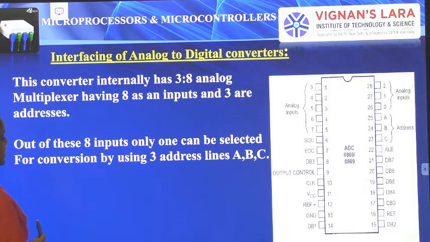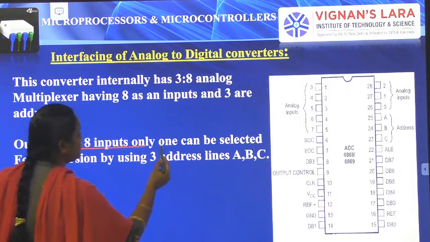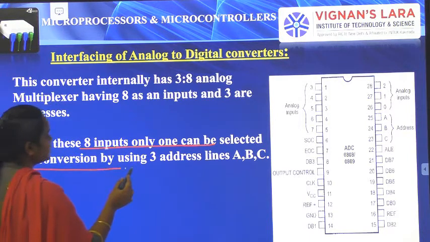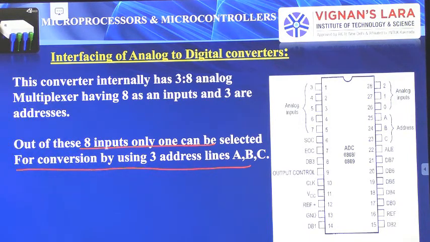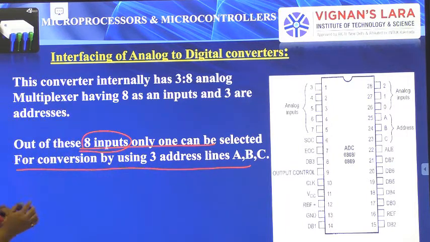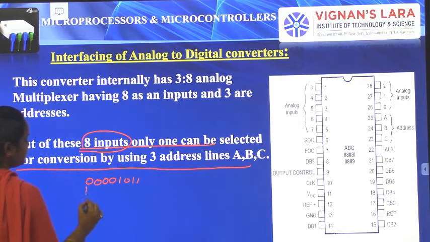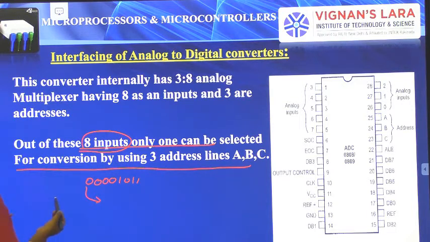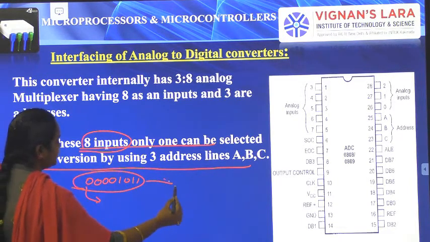This converter internally has a 3:8 analog multiplexer, having 8 inputs and 3 lines for providing the address. Out of these 8 inputs, only one can be selected for conversion by using the 3 address lines. We are using only one input out of the 8 inputs, providing them one by one. For example, we take only one input at a time by using the 3 address lines A, B, C, which convert those 8 inputs into digital outputs.